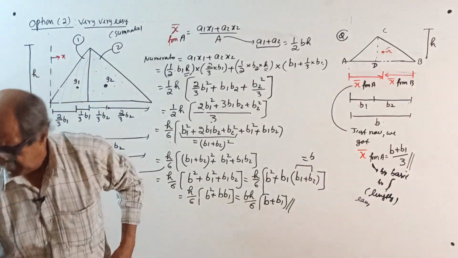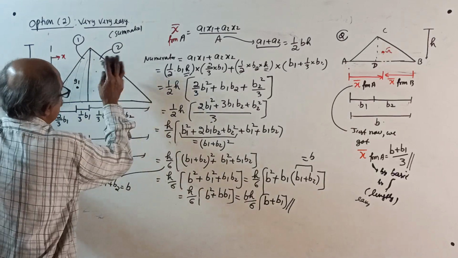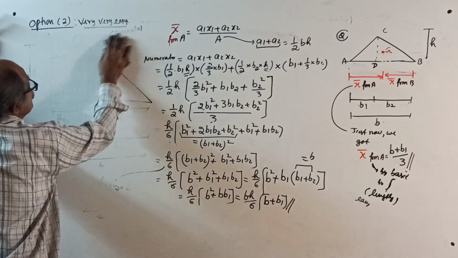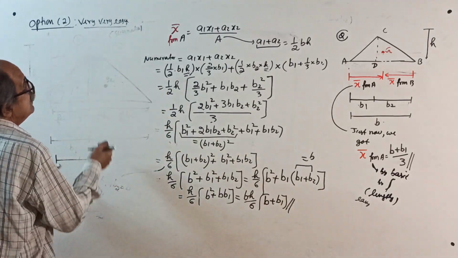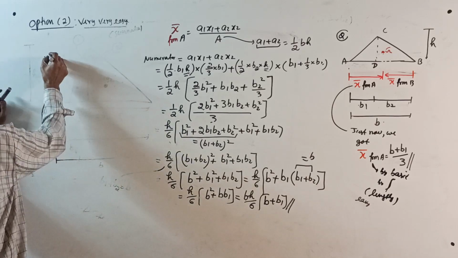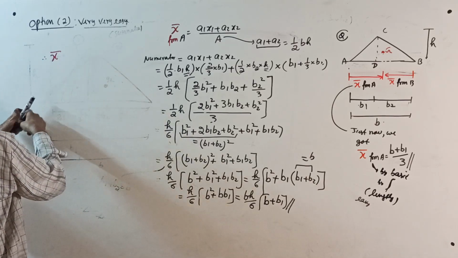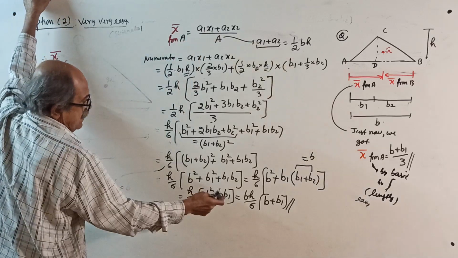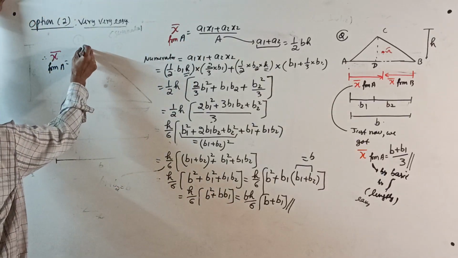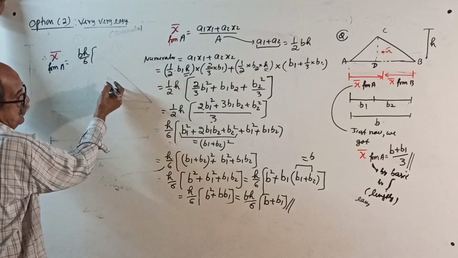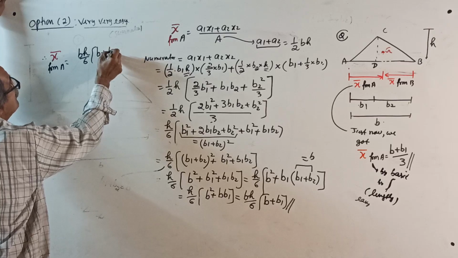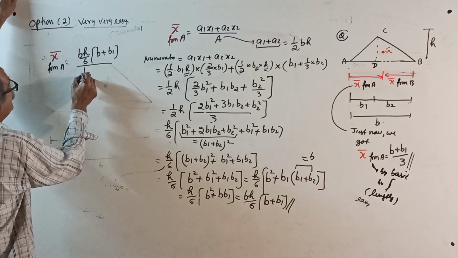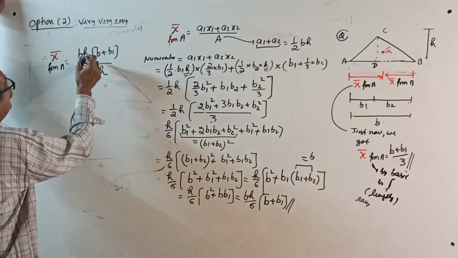Now, lastly, denominator. I will remove the sketch now, unwanted, all over. I am closing now. Time also is not there. Now, therefore, x bar from A equals the numerator, which is b h by 6 into b plus b1, divided by the denominator, which is half into base into height.